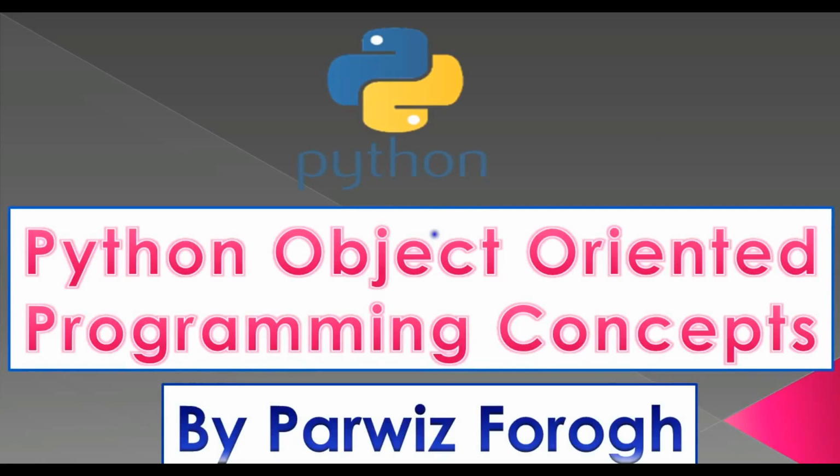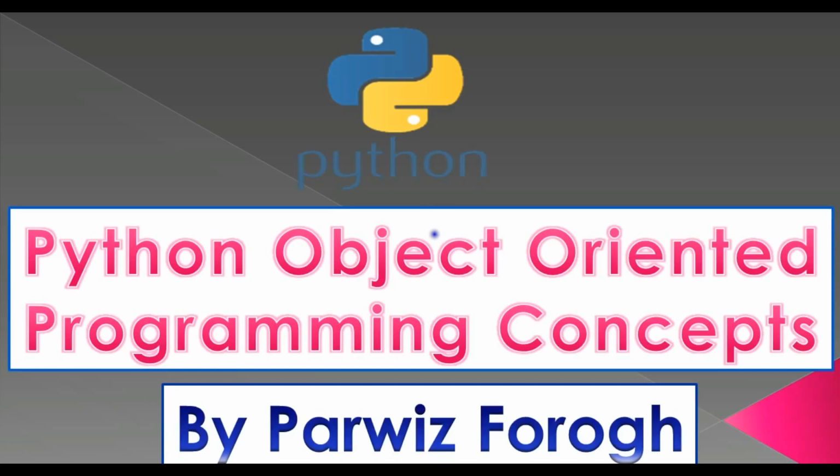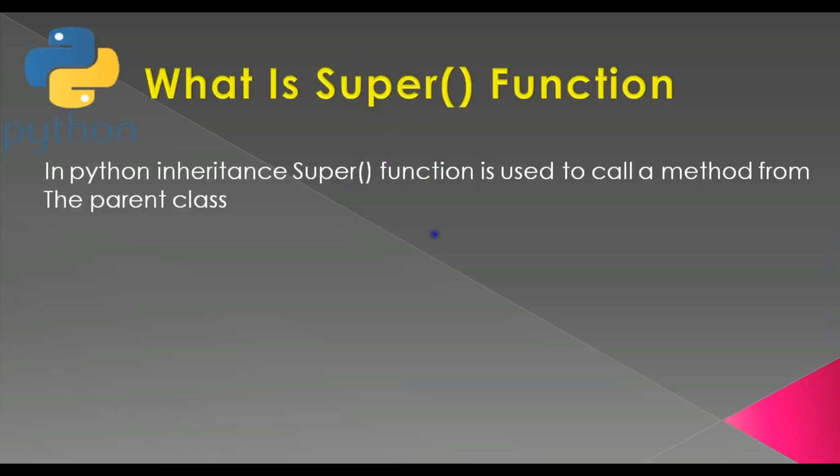Hello YouTubers, I'm Parvez, and this is our 20th video in Python 3 programming language, and our 6th video in Python object-oriented programming. In the previous video we learned about multi-level inheritance, and in this video I'm going to talk about the super function in Python inheritance. In Python inheritance, the super function is used to call a method from the parent class. So I'm going to open my PyCharm IDE and show you a practical example of what the use of the super function is.